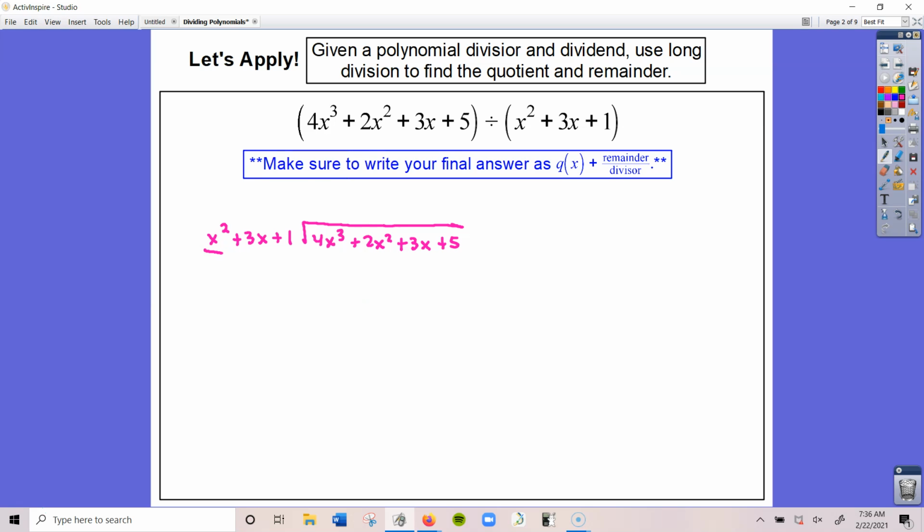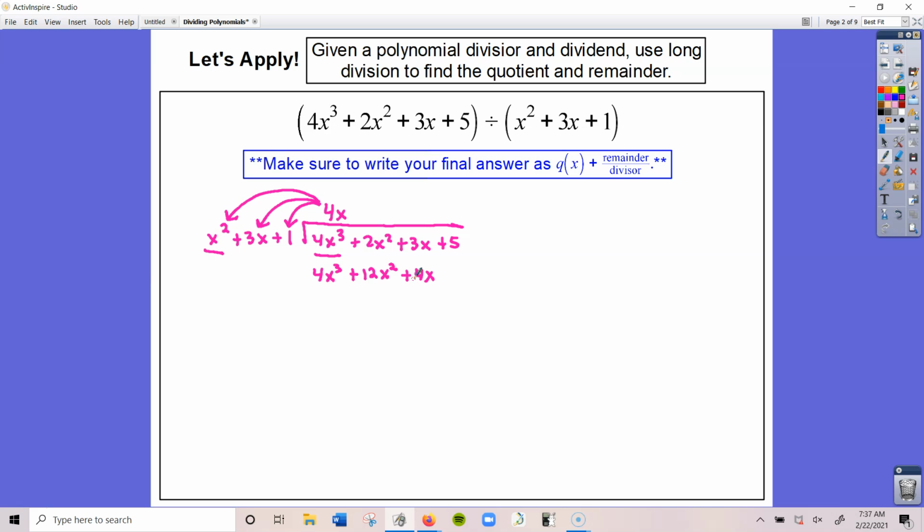So first we look at the first terms. What do I need to multiply x squared by in order to get 4x to the third? And that would be 4x. Now we multiply. So we're going to distribute the 4x to every term in the divisor. 4x times x squared is 4x to the third. 4x times 3x is a positive 12x squared. And 4x times 1 is a positive 4x.